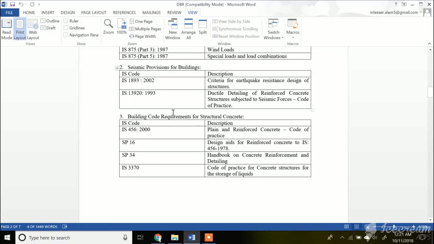Next is your building code requirements. I have uploaded videos on beam design, column design, slab design, and RCC staircase design.